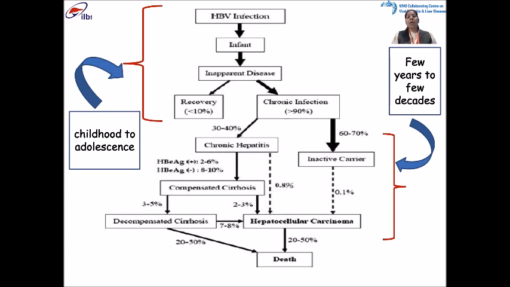But on the other hand, if it is an inactive carrier, that constitutes around 60 to 70% of the cases, and a very minimal percentage of the cases may turn into hepatocellular carcinoma. That is 0.1%, which is very negligible. But in case of chronic hepatitis, the person may turn into cirrhosis of the liver, decompensated cirrhosis, and finally cancer, and the patient may even die.